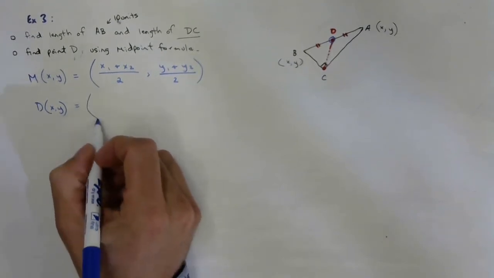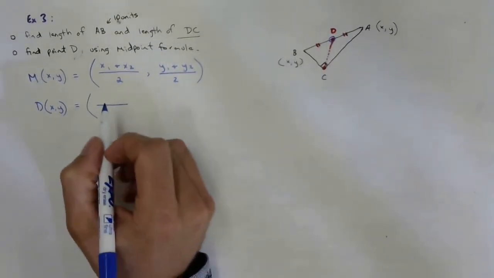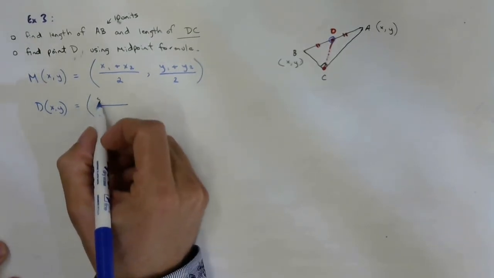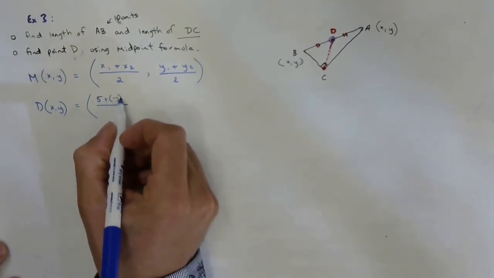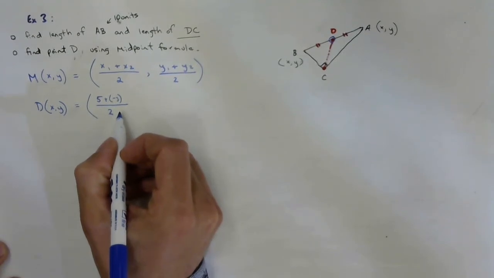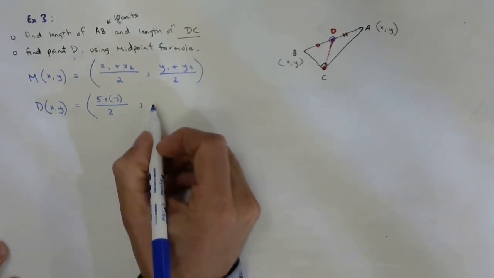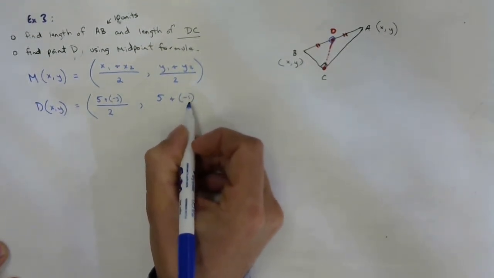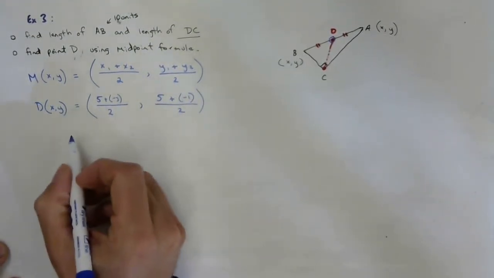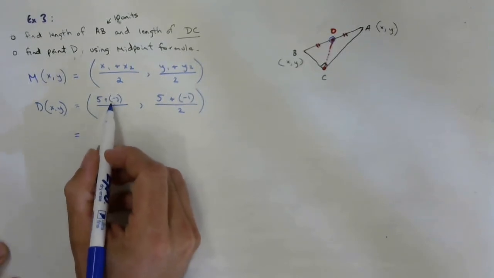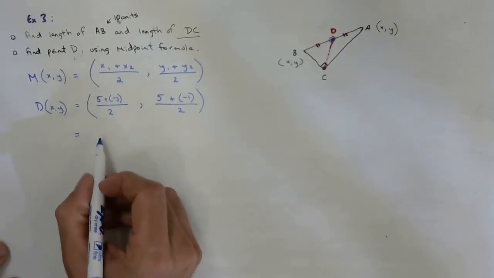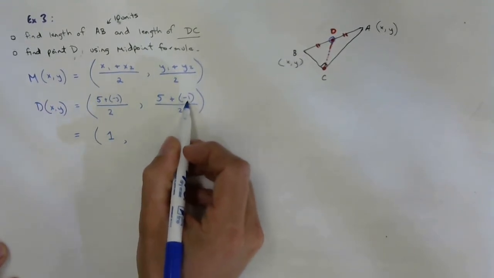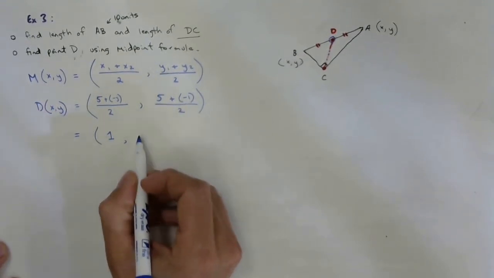x, y is going to be the average of my x coordinates. So I'm looking at point A and point B. I've got 5 plus negative 3 over 2 as my x coordinate. My y coordinate, I've got 5 plus negative 1 over 2. Can do that math fairly quickly. 5 take away 3 is 2. 2 over 2 is 1. 5 take away 1 is 4. 4 over 2 is 2.